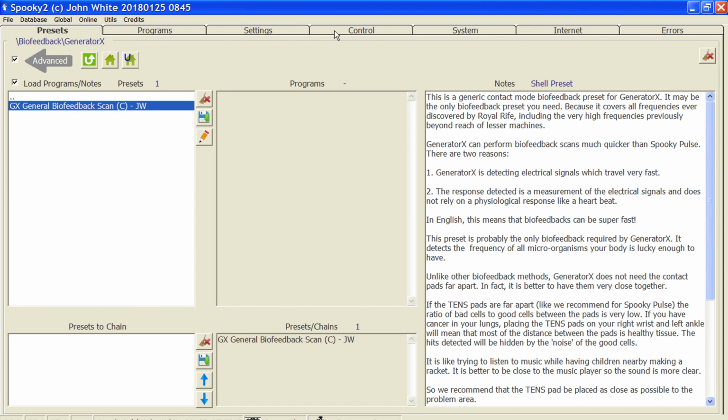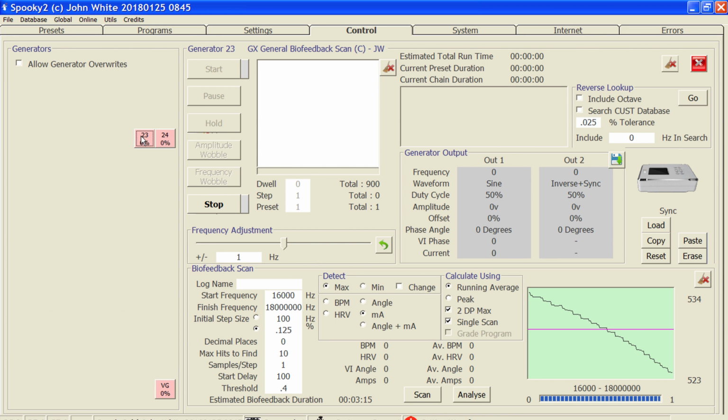If we go to the control tab, allow generator overwrites, and we click on a generator, you can see that the biofeedback scan will cover the range of 16 kHz to 18 MHz. That's 18 million cycles per second. Now, hardly any frequency generators can go up to 18 megahertz. Generator X has no problem going up to 40 million hertz. Because this scan is covering such a broad range, every virus, every bacteria, every pathogen you could like to imagine, and those you would not like to imagine, will be discovered by this biofeedback scan.